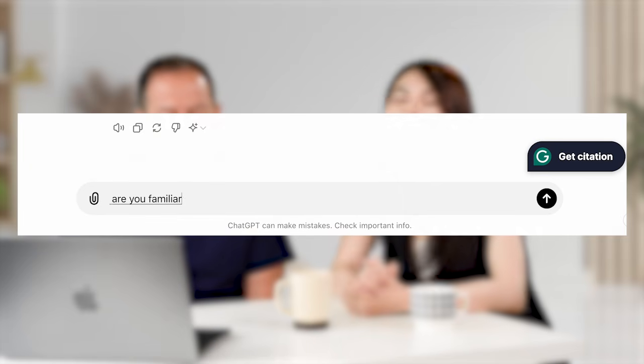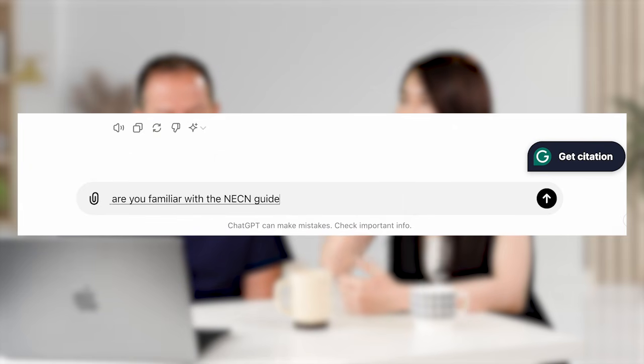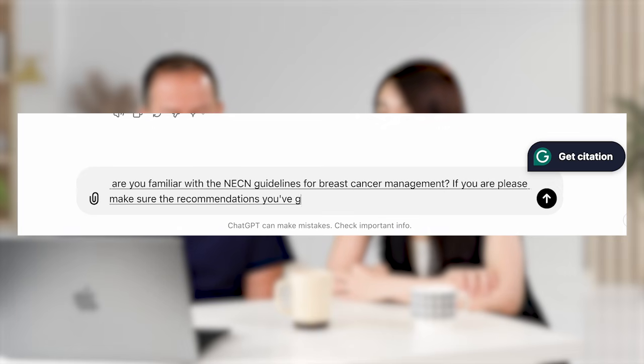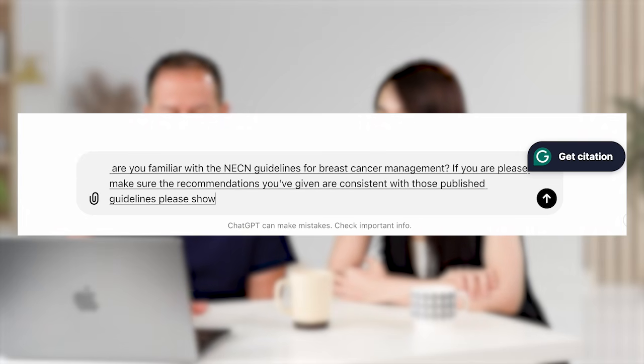Are you familiar with the NCCN guidelines for breast cancer management? If you are, please make sure the recommendations you've given are consistent with those published guidelines. Please show your work. Please show your work is a really great trick. It keeps GPT focused, because sometimes it gets lazy, sometimes it gives you more than you want, but show your work lets it know that you're paying attention.